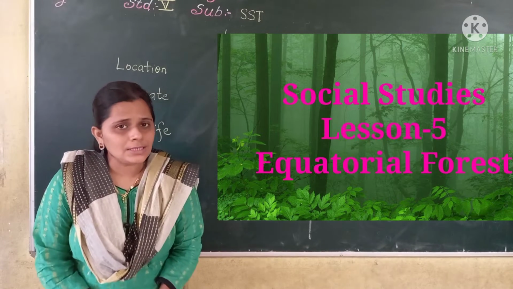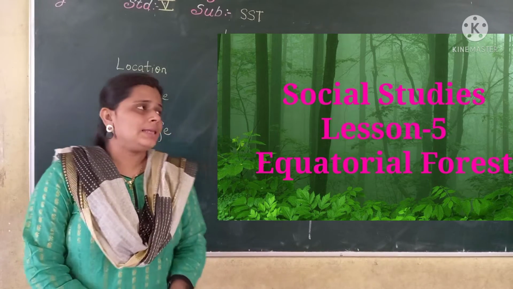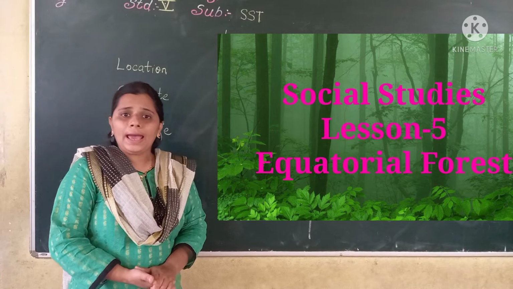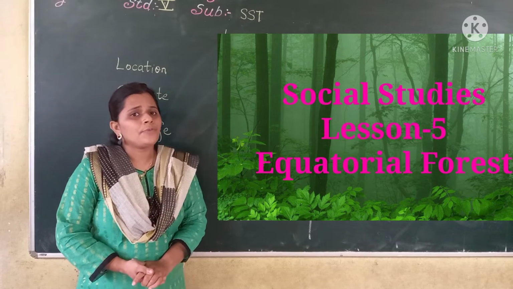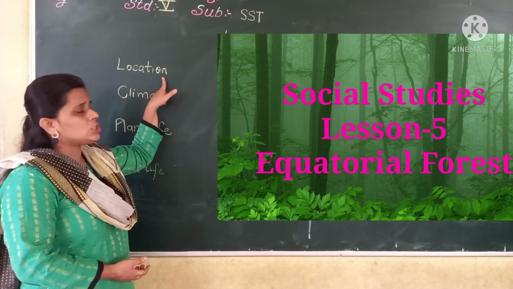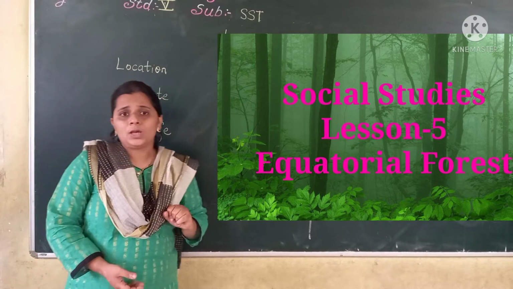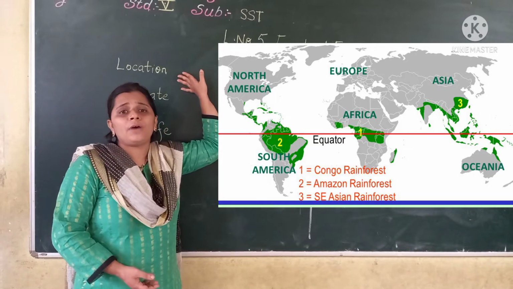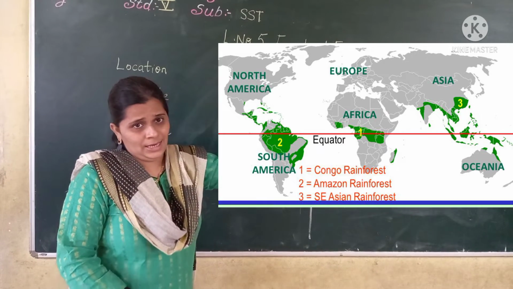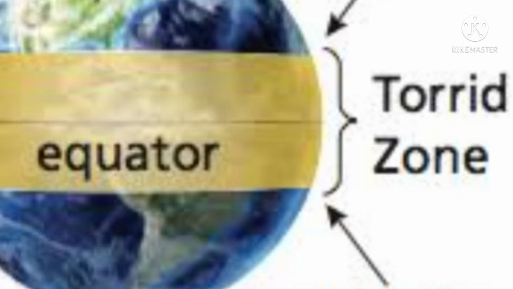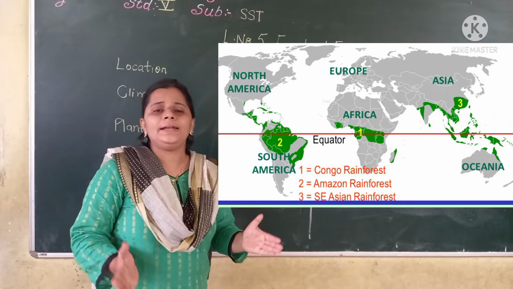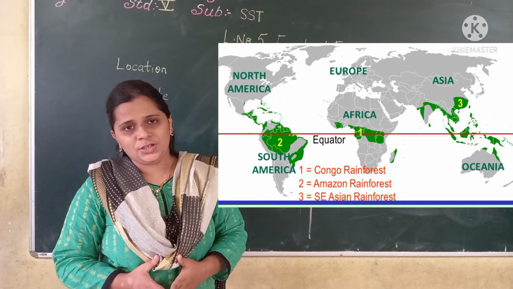Students, in the last class we started our chapter, lesson number 5, Equatorial Forest. And in that, what have we discussed? We have discussed the location and climate. In location, where are these equatorial forests found? On the equator, on the torrid zone, right? The name equatorial indicates that it lies on the equator.